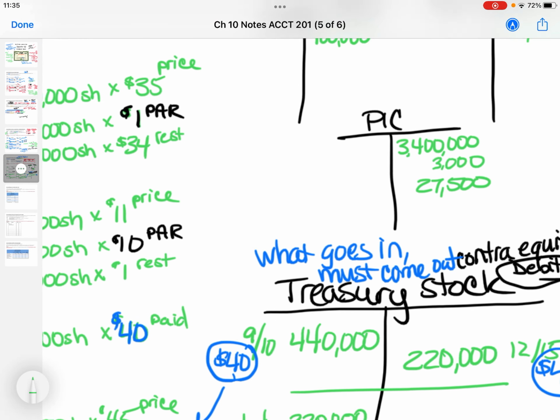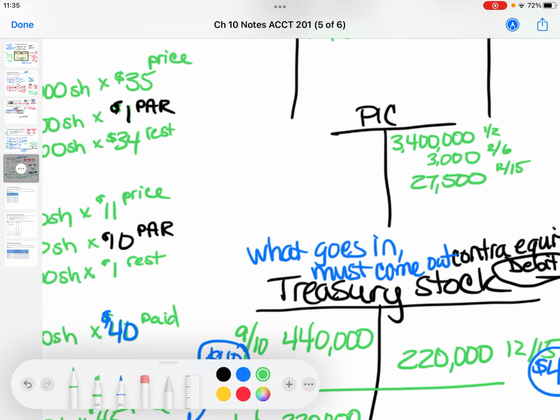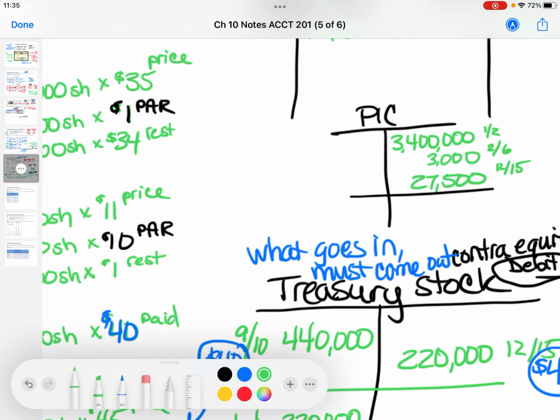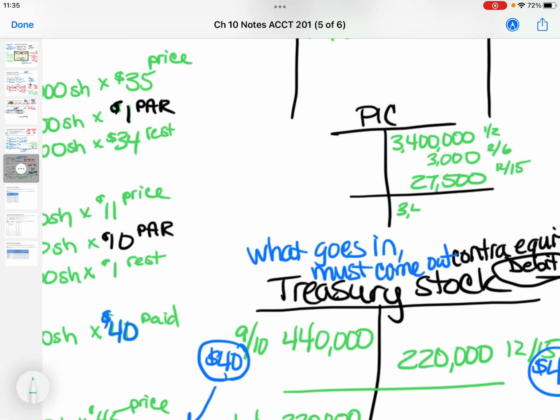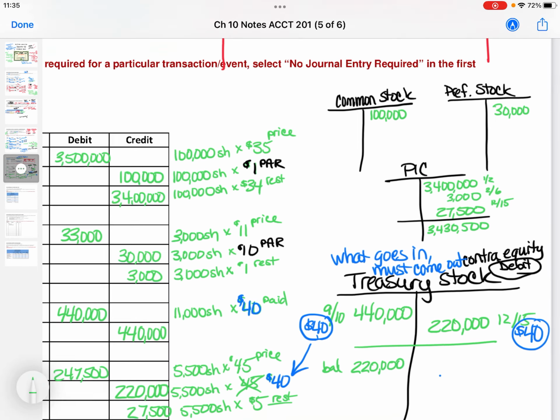Okay, let me put in the paid-in capital account. So there's my paid-in capital T account. Let me zoom in. Kind of hard to see, but I added that. I know I didn't do any dates here, but here are the dates for these if you want them. And the value in this account, just in case we need it for our next problem, is $3,430,500. So I've kind of balanced out all of my T accounts.